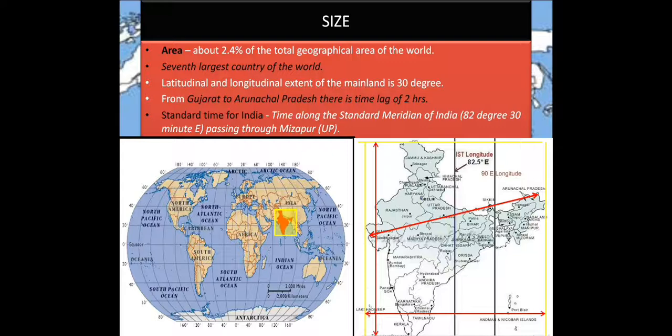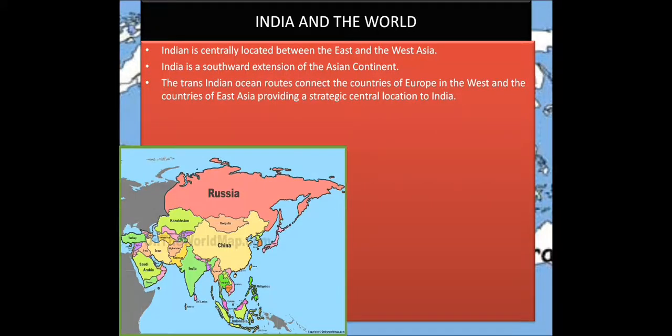But we cannot have this kind of time difference within our country. That is why we have selected a standard time for India, which is the time along the standard meridian of India, 82 degree 30 minute east, passing through Mirzapur, Uttar Pradesh.